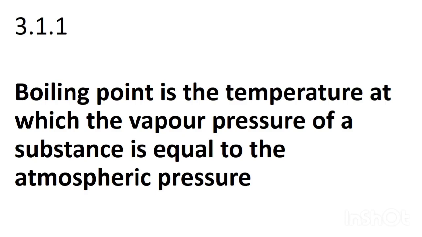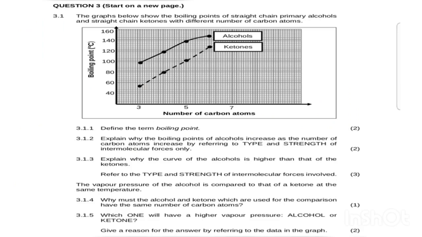Now 3.1.2 says explain why the boiling points of alcohols increase as the number of carbon atoms increase by referring to type and strength of intermolecular forces only. So you need to note that so that you know that you answer the questions correctly. So here we are referring to the type and strength of intermolecular forces only.